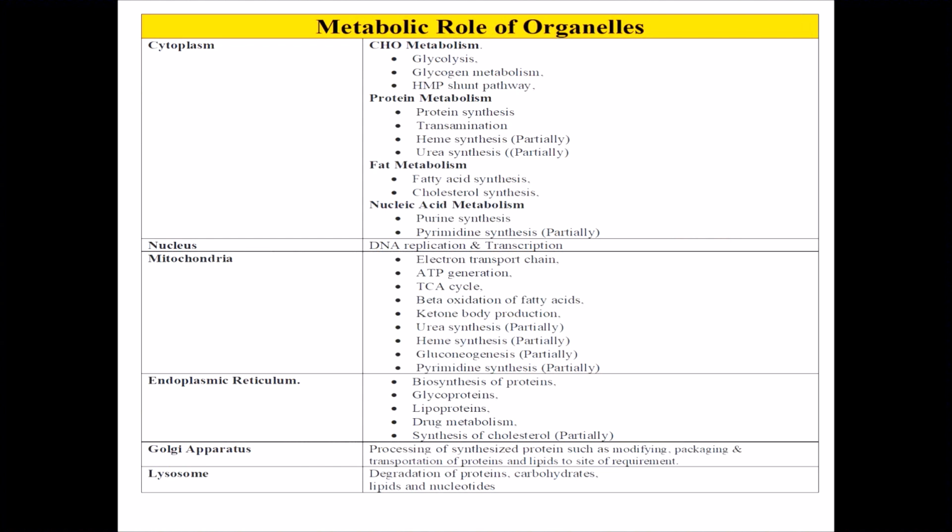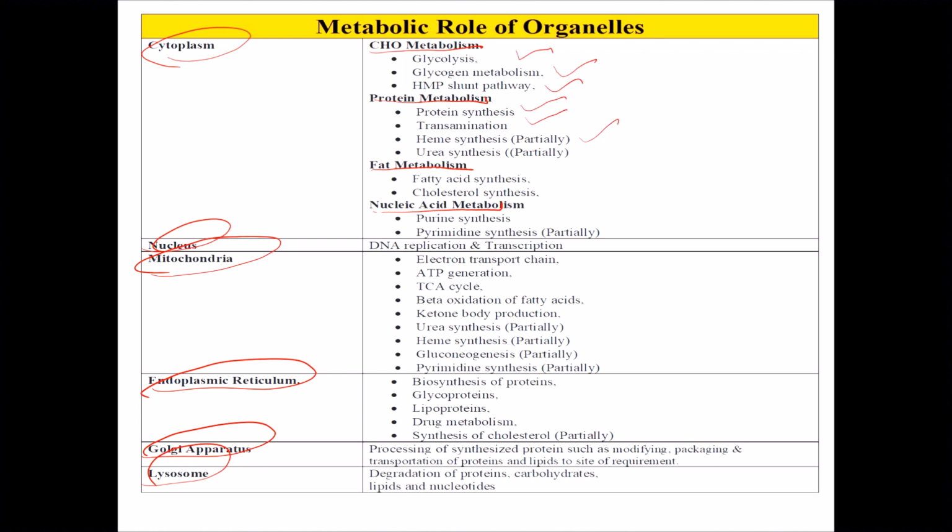What is the metabolic role of organelles in our body? We have cytoplasm, nucleus, mitochondria, endoplasmic reticulum, Golgi apparatus, and lysosomes. In the cytoplasm, carbohydrate metabolism takes place, protein metabolism takes place, fat metabolism takes place, and nucleic acid metabolism. For carbohydrate metabolism, we have glycolysis, we have glycogen metabolism, we have the HMP shunt. For protein metabolism, protein synthesis, transamination, heme synthesis partially, urea synthesis partially. Fat metabolism, fatty acid synthesis, cholesterol synthesis. Nucleic acid metabolism, purine and pyrimidine synthesis.